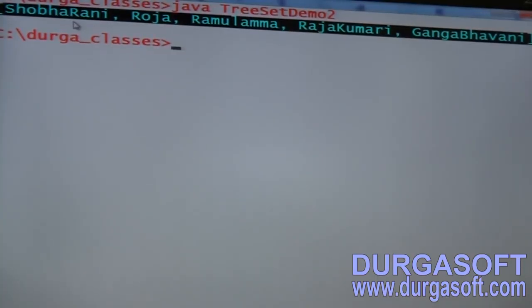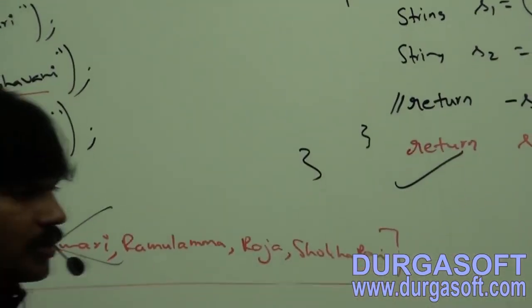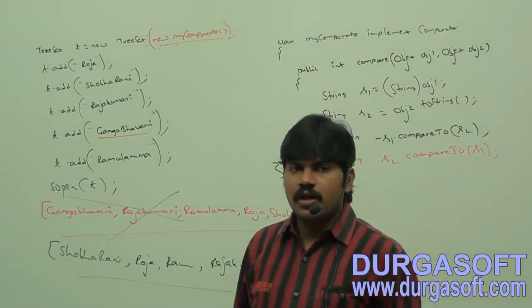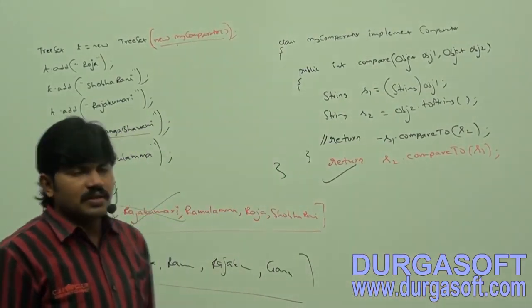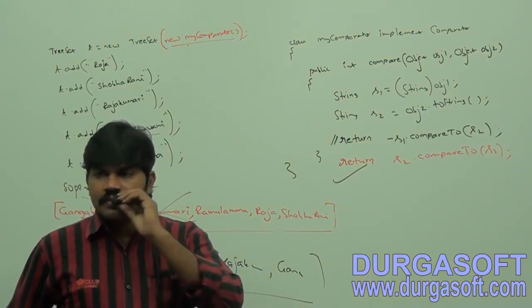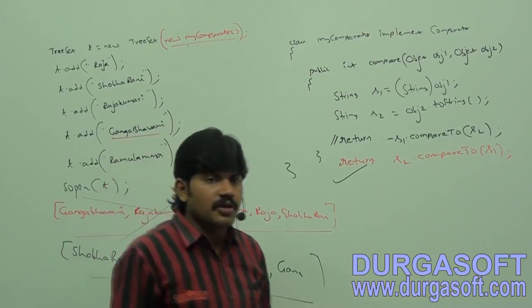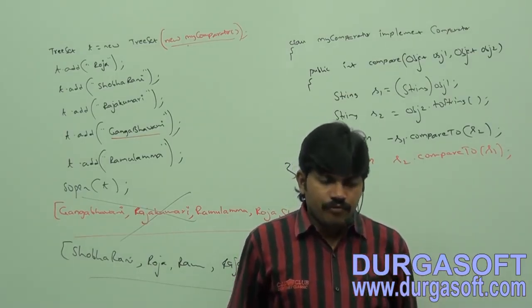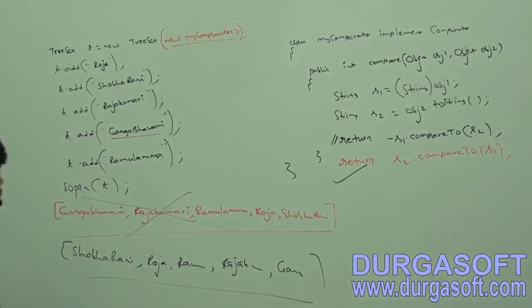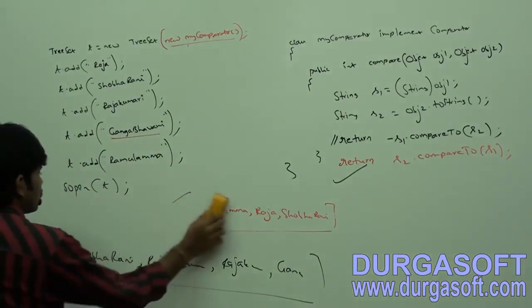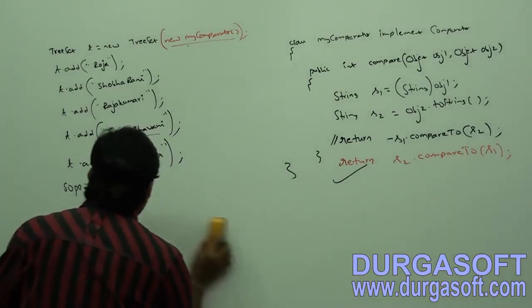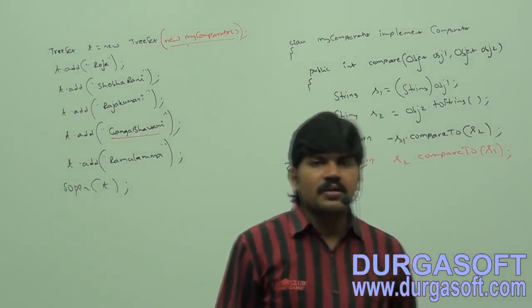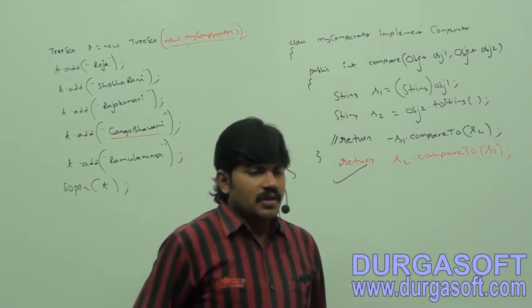Next one. Next example. Write a program to insert StringBuffer objects into the TreeSet where the sorting order is alphabetical order.